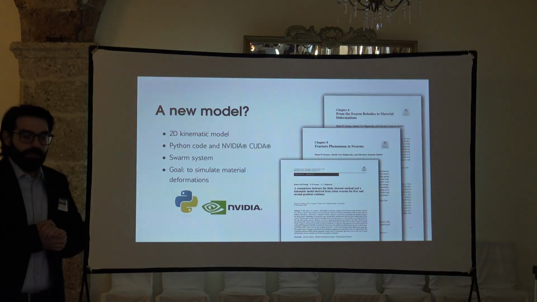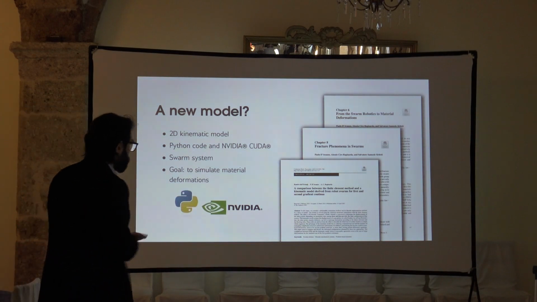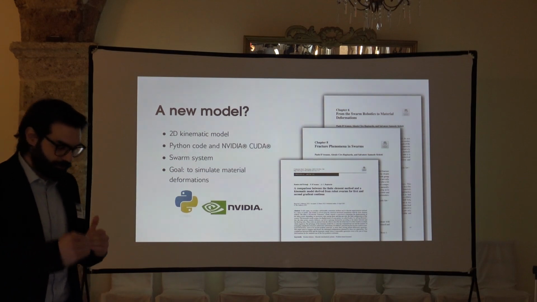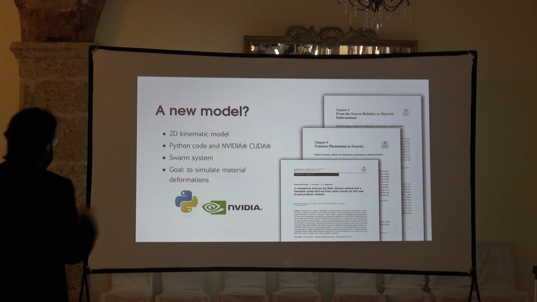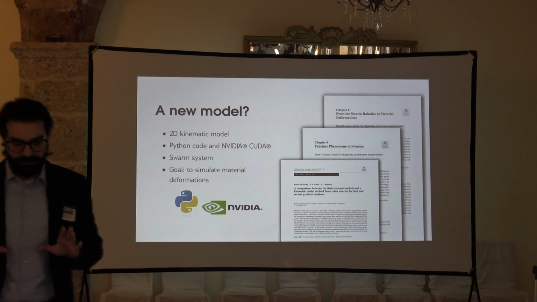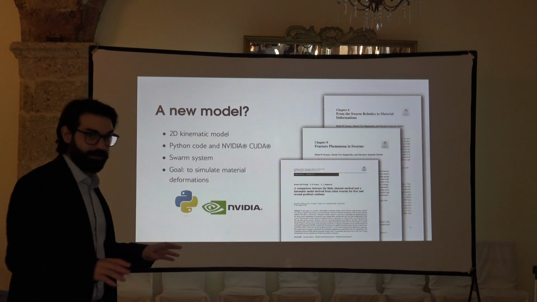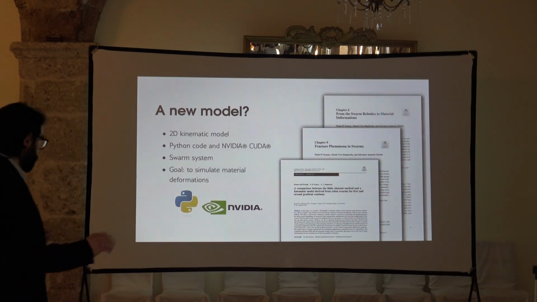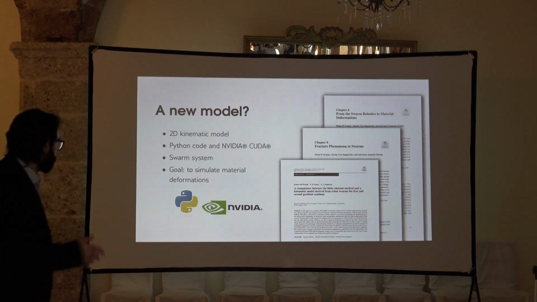Let's see in some detail. So, a new model. What is this? Now we have four papers on this topic, introducing it and developing it over time. It is a 2D cinematic model. Cinematic means that we care only about position. We do not have force, we do not have stress, not energy, nothing. We care only about position. Okay? Cinematic. And it's 2D, but we can expand to 3D with details.